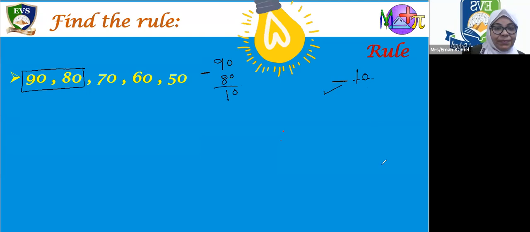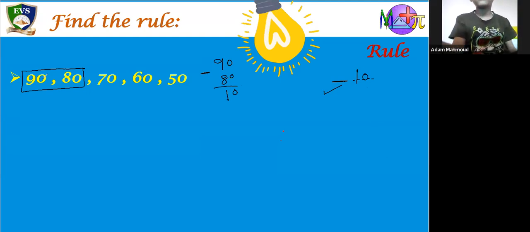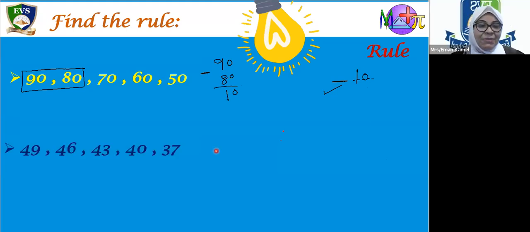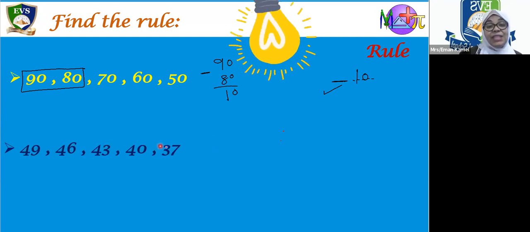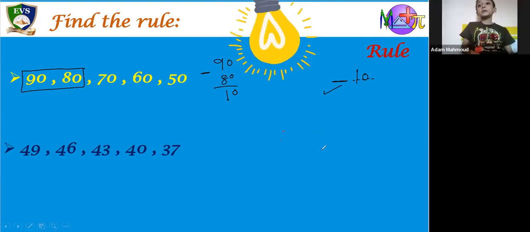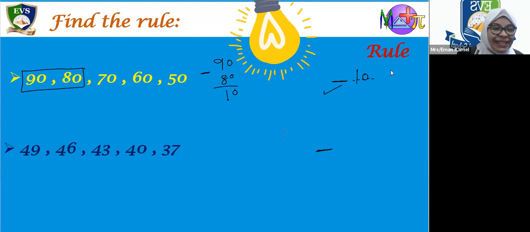Ada? Yes, Ada? Can you help me? Okay, show me here. 49, 46, 43, 40, 37. Button going up or going down? Going down. Excellent. Thank you so much.